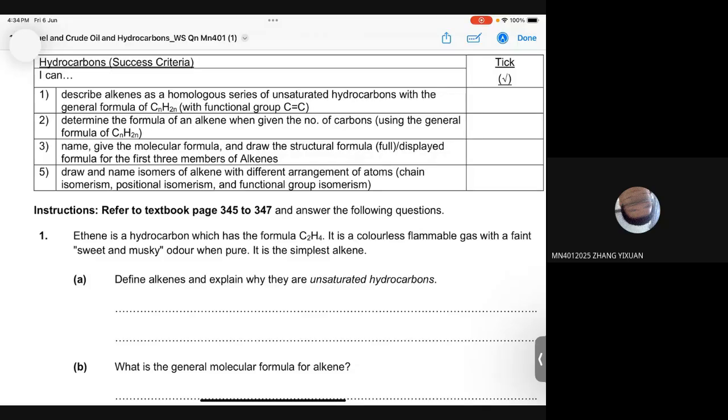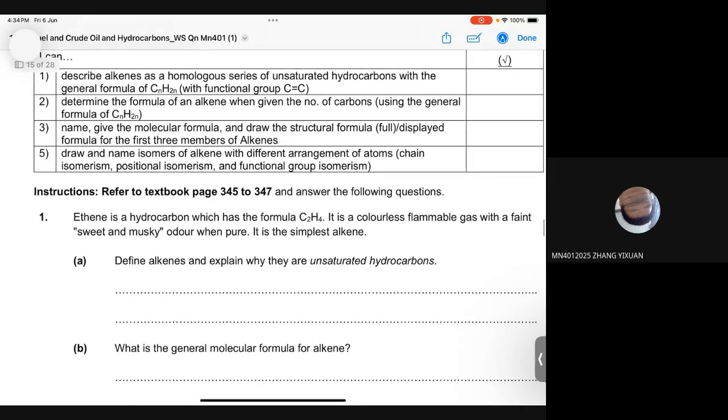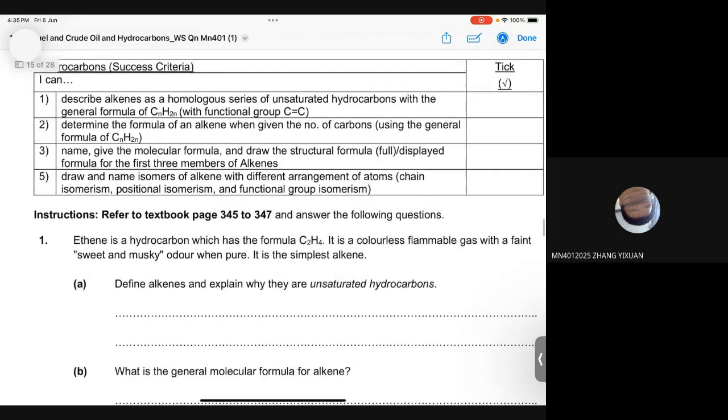Okay, so let's start now. So you all can see the share screen, right? Yeah. Okay, come, let's start.